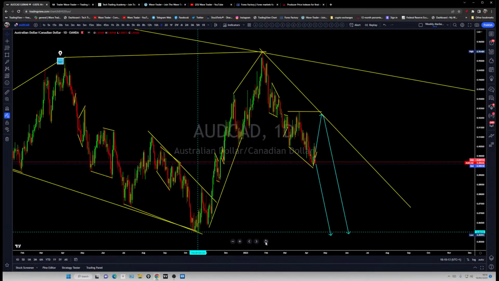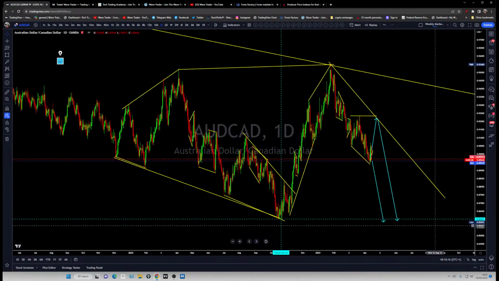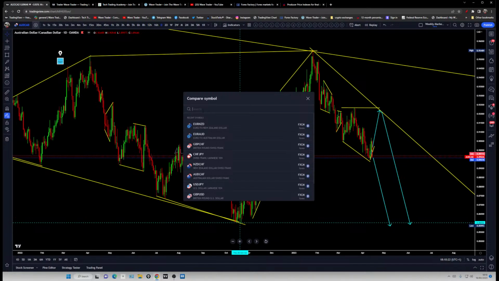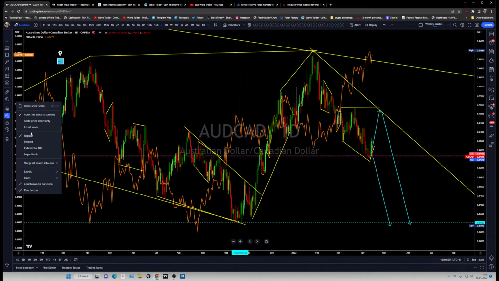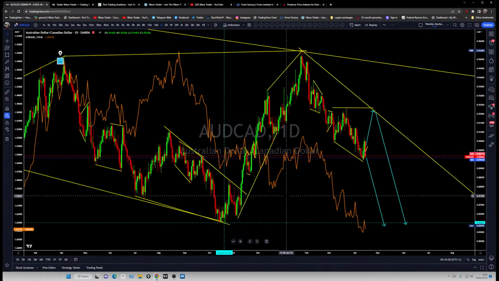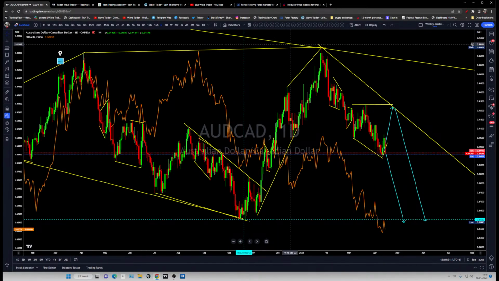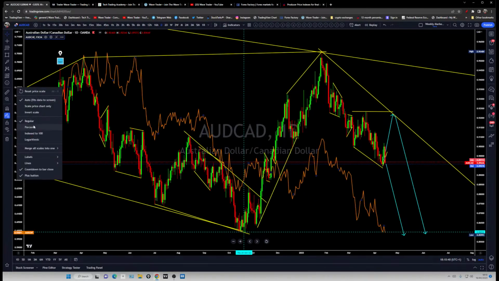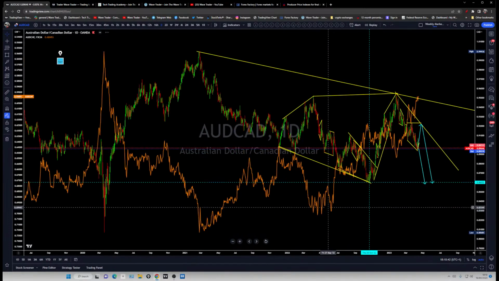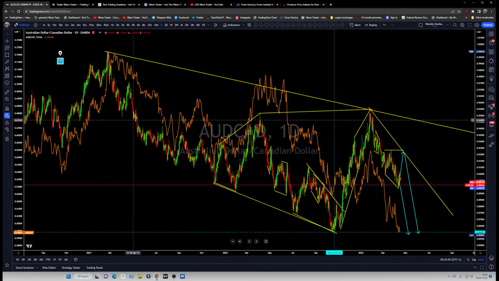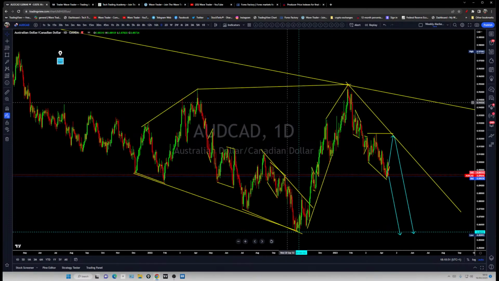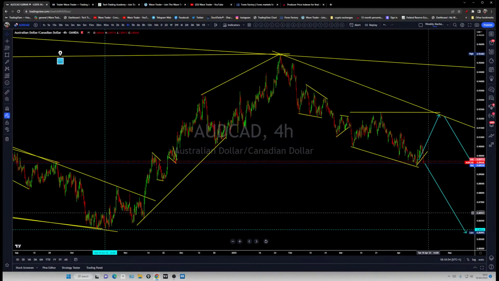AUD CAD can continue to keep falling all the way to this low, right? What is the reason? Let me pull out the Euro AUD. Euro AUD is pointing out that we still may see more downside. Let me pull out the AUD chief. AUD chief is way ahead. So taking that low, we still may see more downside on AUD CAD. Not the best pair right now.